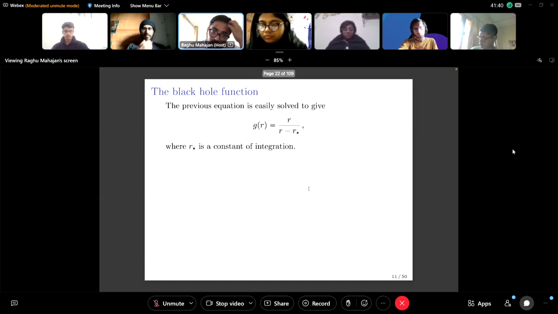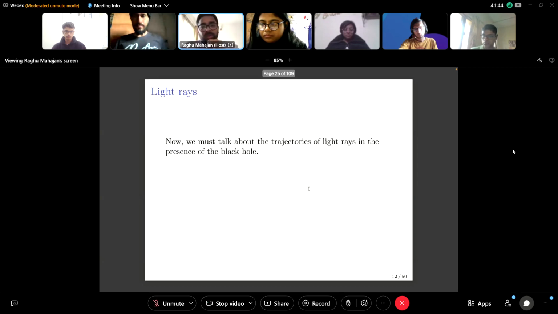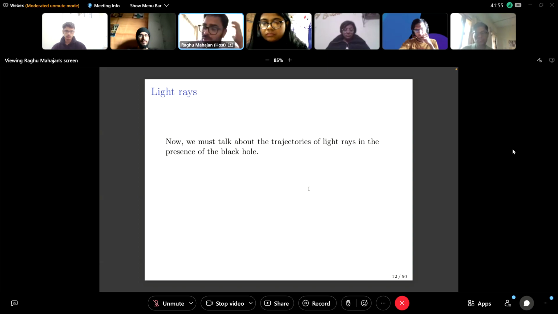Okay, all right, very good. So now we have this black hole solution. It is given by this function g of r, but what does it physically mean? To understand what a black hole really does, we must talk about the trajectories of light rays in the presence of a black hole. So what happens to the motion of light?